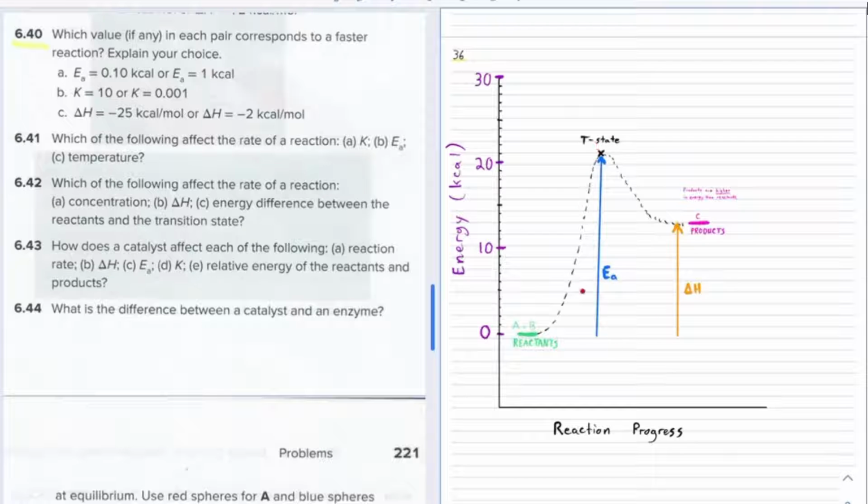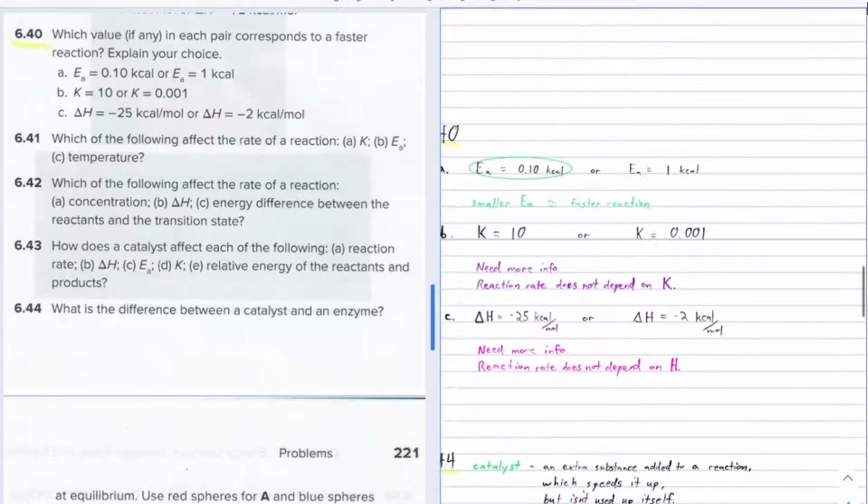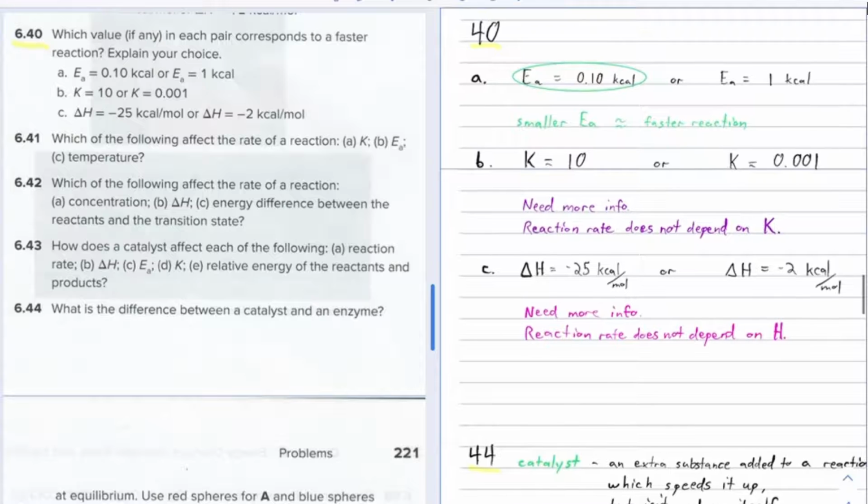The higher the activation barrier, the slower the reaction. The smaller the barrier, the faster the reaction. So here, the smaller the EA, the faster the reaction. Looking at the two activation barriers, this one would be the faster reaction right here.